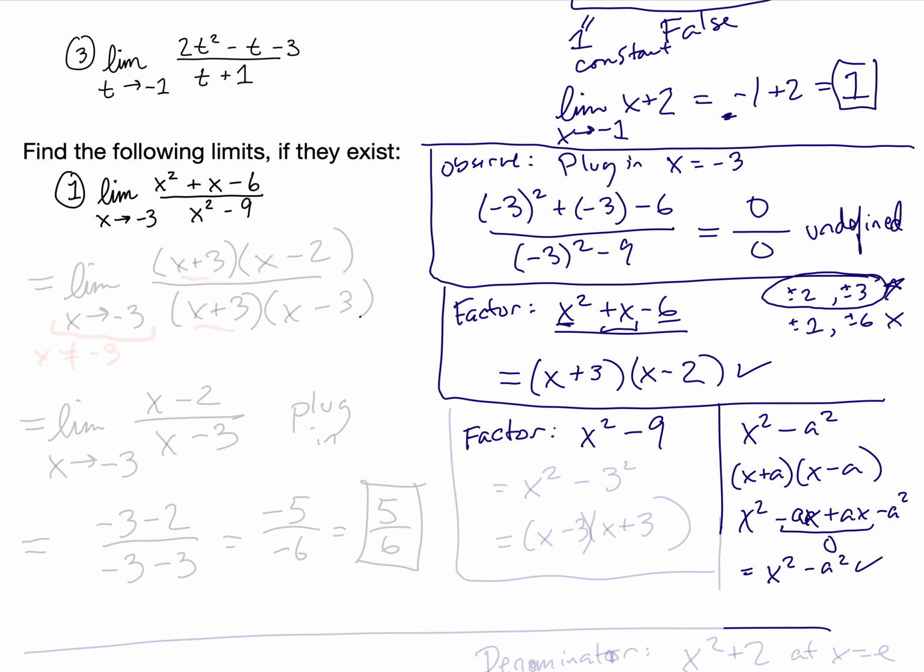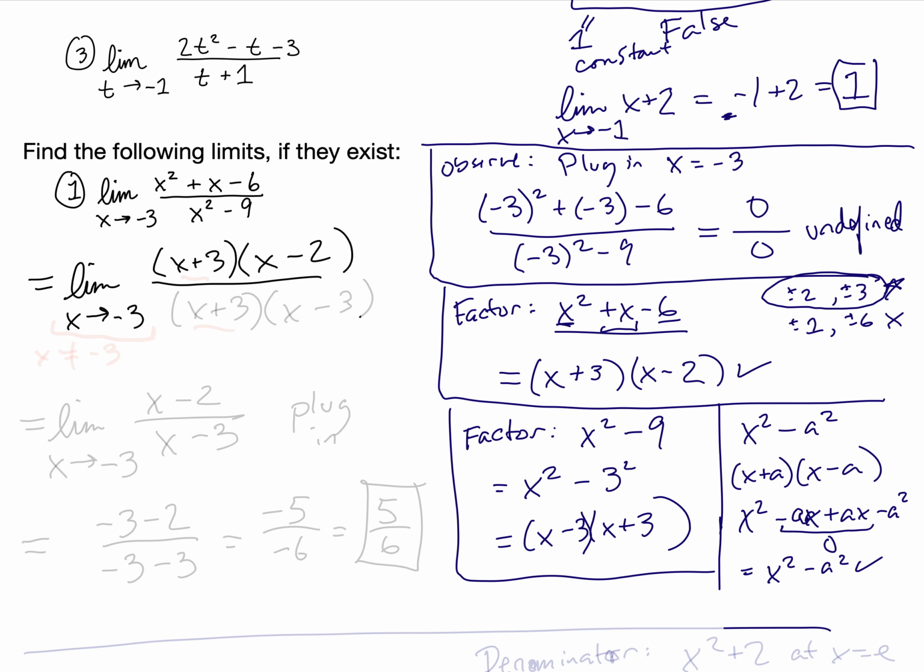Okay, great. So anytime we've got a difference of squares, as in this case, this is the same thing as x squared minus 3 squared. That is going to factor into x minus 3 times x plus 3. Okay, so we've now factored both the numerator and the denominator. So now we can try to rewrite our expression involving limits. This is equal to the limit as x approaches negative 3 of the factored numerator, x plus 3 times x minus 2, divided by the factored denominator, x plus 3 times x minus 3.